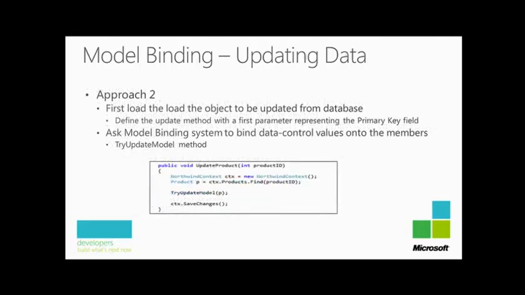And then with that second approach, where you first fetch the product object and then call TryUpdateModel, well, there it knows what fields are updated, and the SQL statement looks a lot better than what we had in the past.